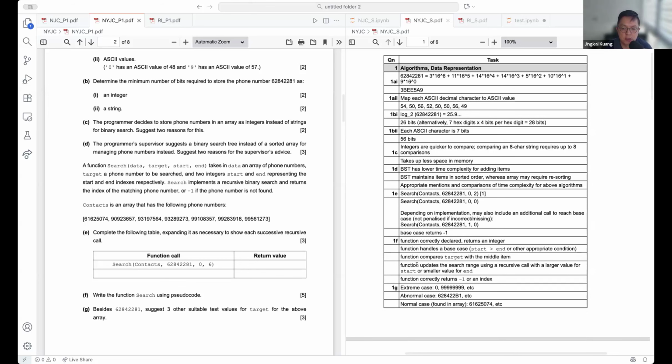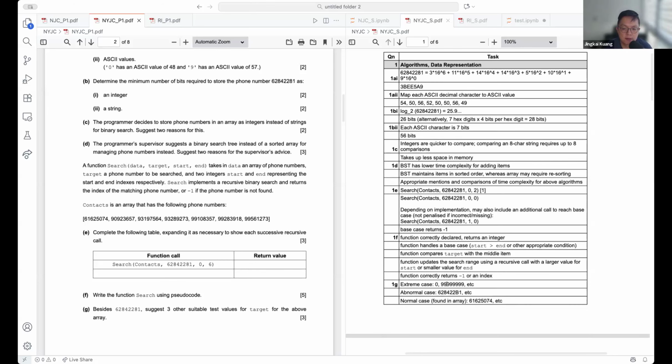This is 1G. Extreme cases. So when you see this kind of thing, you basically go for normal, extreme, and also out of range. I spotted one error for that 1G. The extreme case should not be 0. The 99991 I agree with, but the 0 is wrong. Can someone tell me why 0 is wrong?